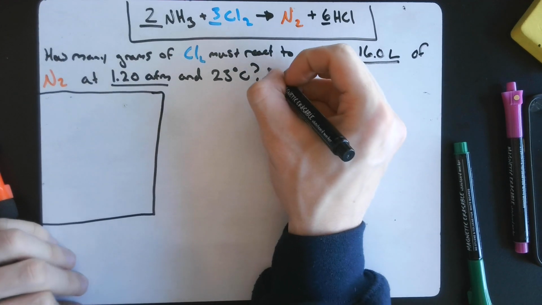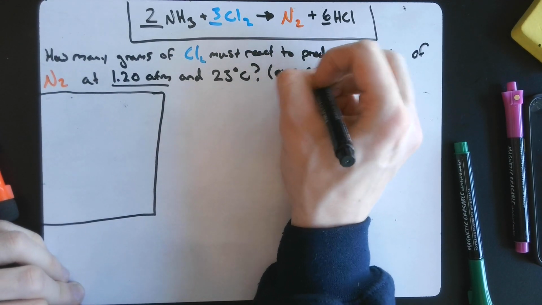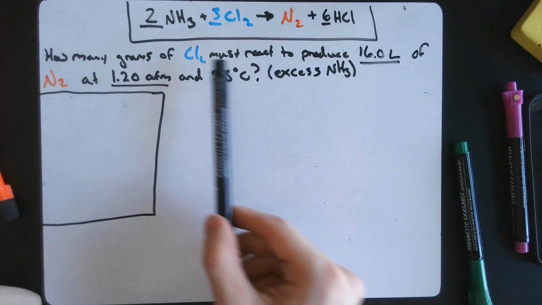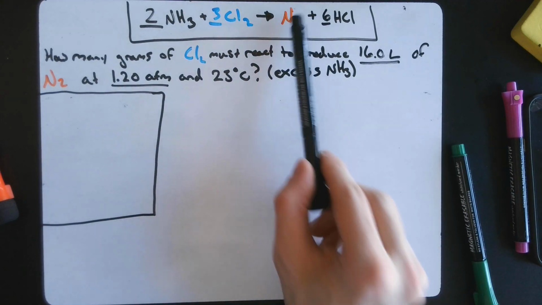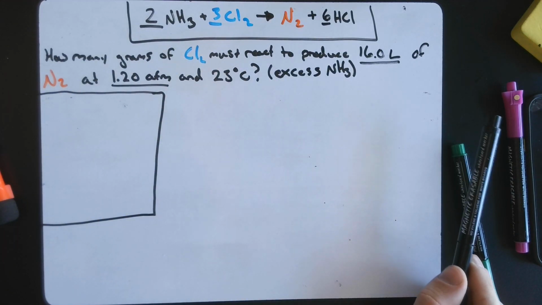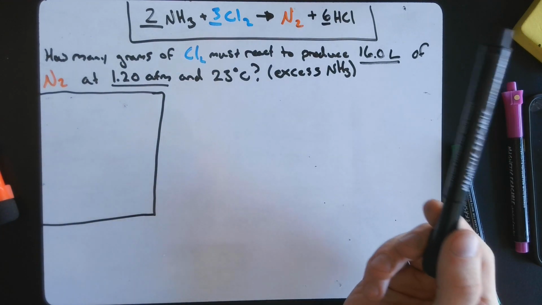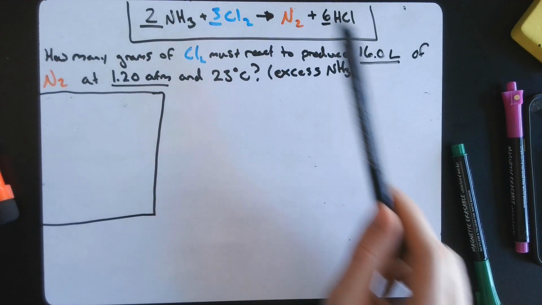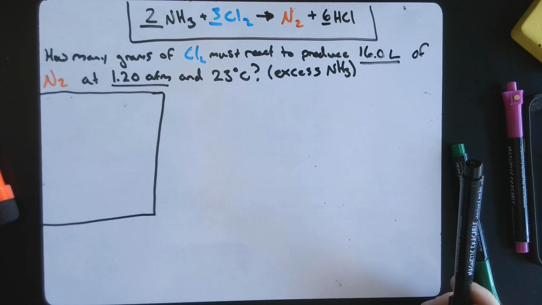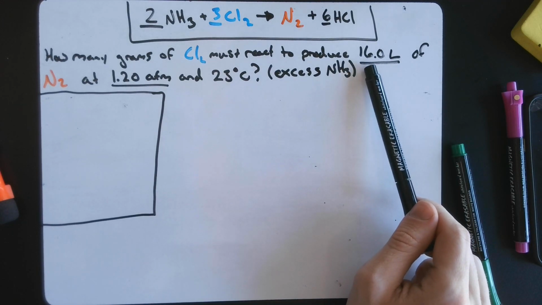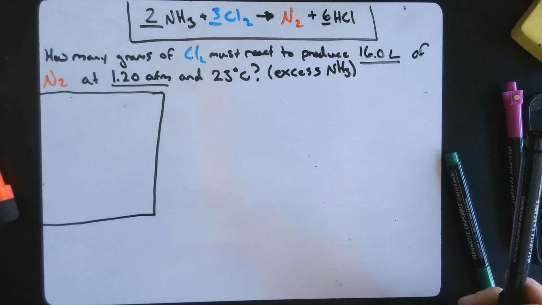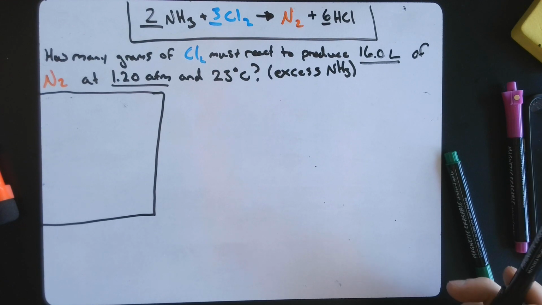So in this problem here, I think we could just assume that we have excess NH3, which is ammonia, because we're just being asked how many grams of chlorine are needed to make 16 liters of nitrogen. Now in the stoichiometry unit, I would ask you maybe how many grams of nitrogen could be made. Maybe I'd even ask you how many moles of nitrogen could be made. But now here, we're told that we made 16 liters of nitrogen. So we actually are not given a mass. We're not given a mass in grams, and we're not given a mass in moles.